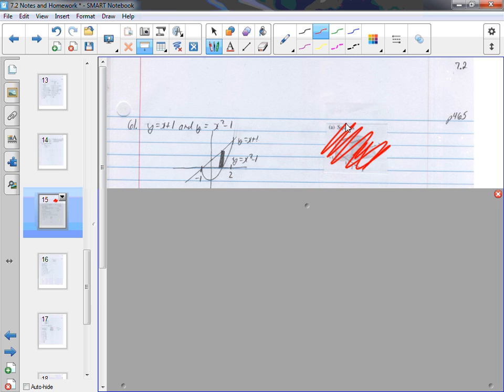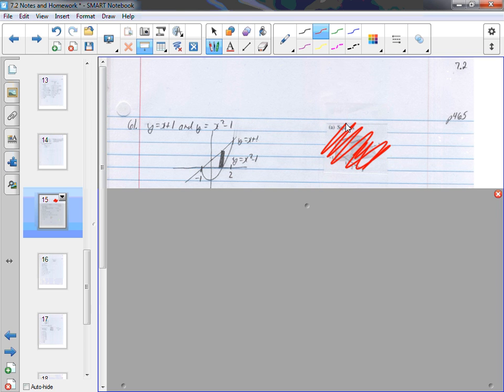I did not look at their graph from the book first. Well, I did, but I didn't mean to. I want to draw the graph myself first. So I did. There's the graph of y equals x plus 1, and there's the graph of y equals x squared minus 1. And then the cross sections go between those two graphs.